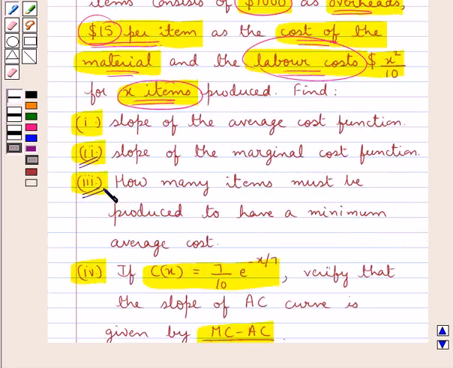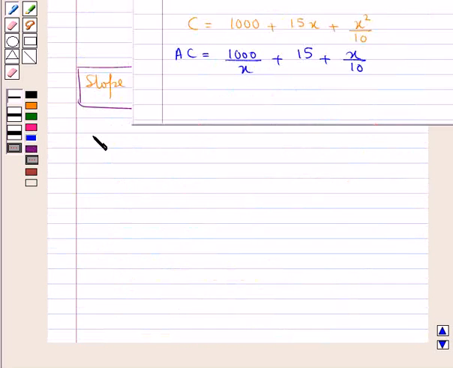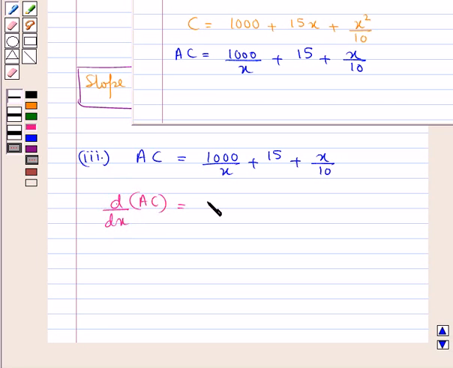In the next part, we are supposed to find how many items would be produced to have a minimum average cost. Now, let's move on to the next part. Our average cost is 1000 upon x plus 15 plus x upon 10, which we have already found out. Now we have to find out the number of items produced such that we have minimum average cost. So for this, we will apply the conditions of maxima or minima.